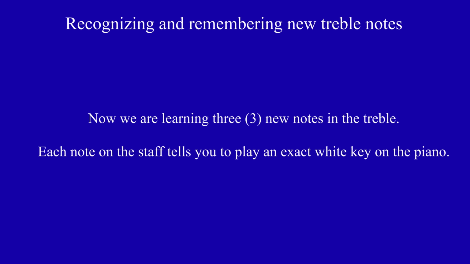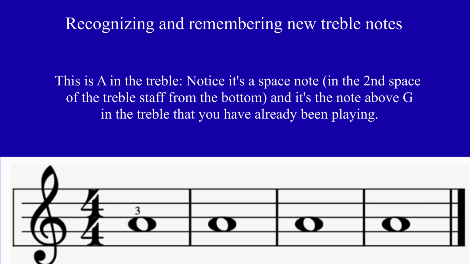Recognizing and remembering new treble notes. Now we are learning 3 new notes in the treble. Each note on the staff tells you to play an exact white key on the piano. This is A in the treble. Notice it's a space note, in the second space of the treble staff from the bottom, and it's the note above G in the treble that you have already been playing.